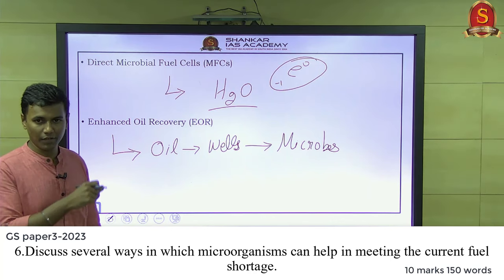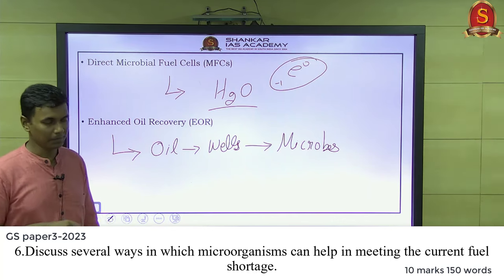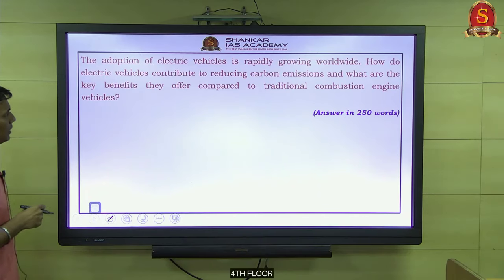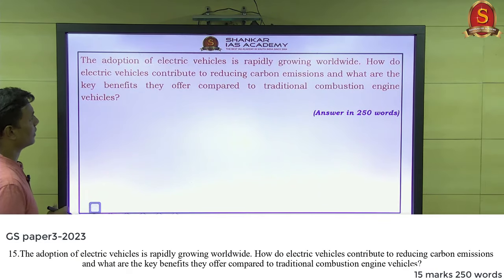This is a 10-mark question. We have given enough points, where you have to compress and write it. Coming to the 15-mark question. The adoption of electric vehicles is rapidly growing worldwide. How do electric vehicles contribute to reducing the emissions, and what are the key benefits they offer compared to the traditional engines, that is the internal combustion engines?